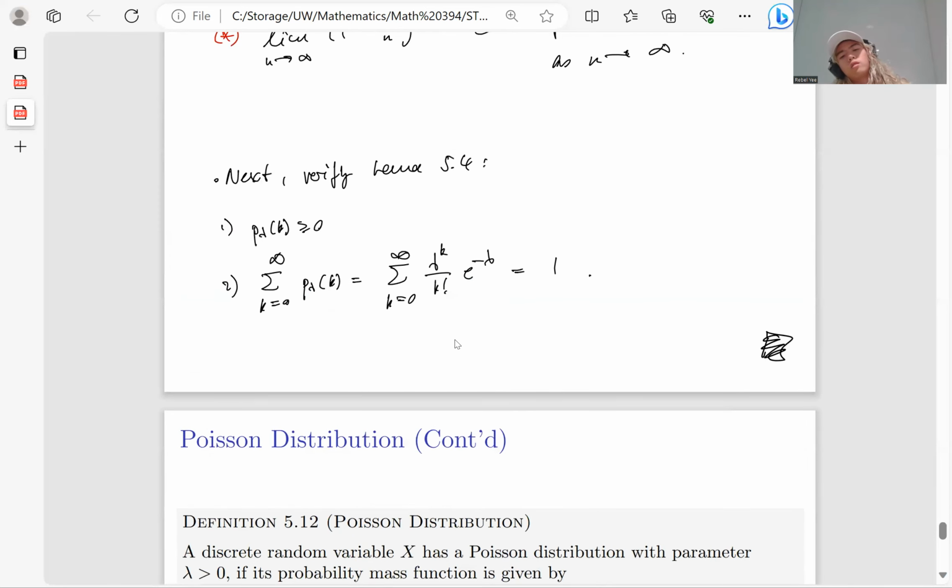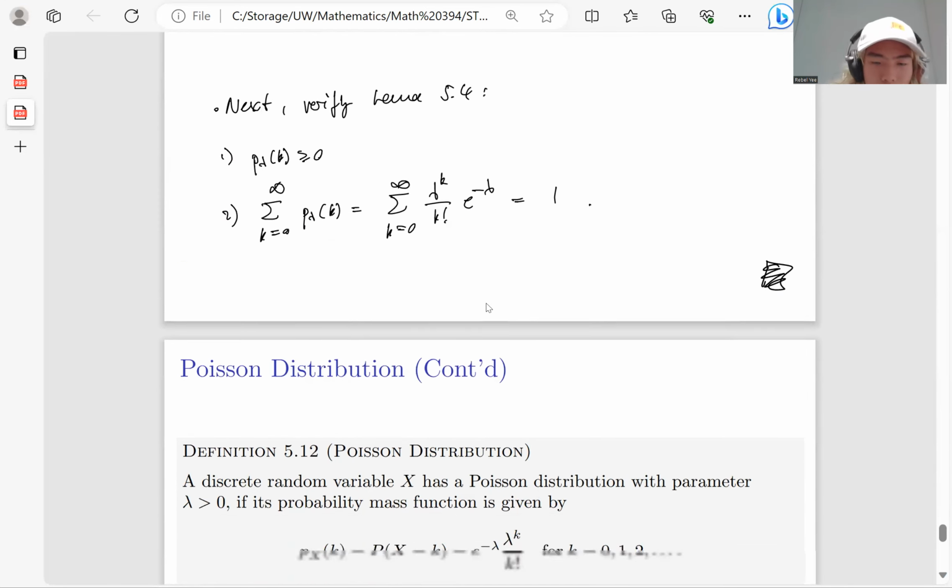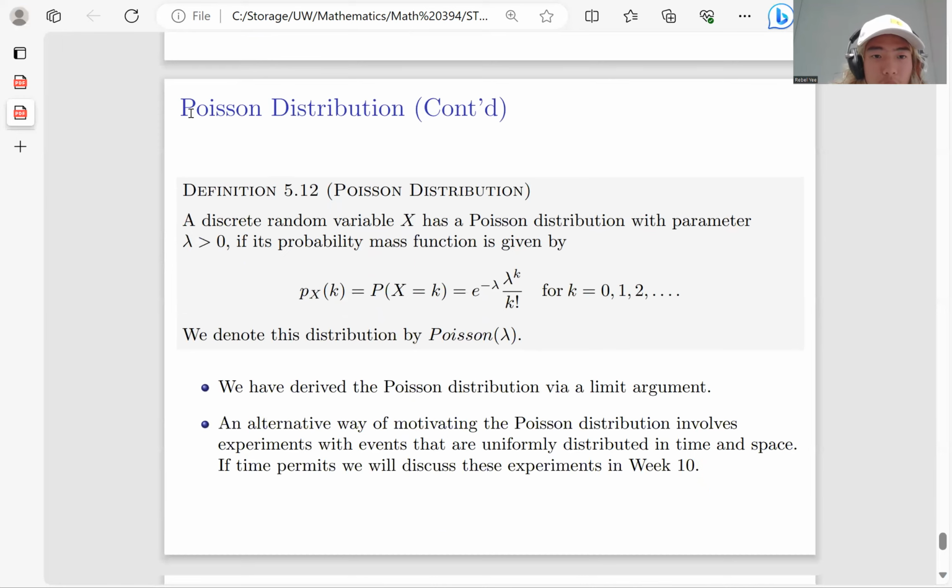So I will just continue with the next content, the Poisson distribution. So a discrete random variable x has a Poisson distribution with parameter lambda. There's only one parameter, lambda, and it should be greater than 0 because we are getting it by multiplying n times p, which are both positive.